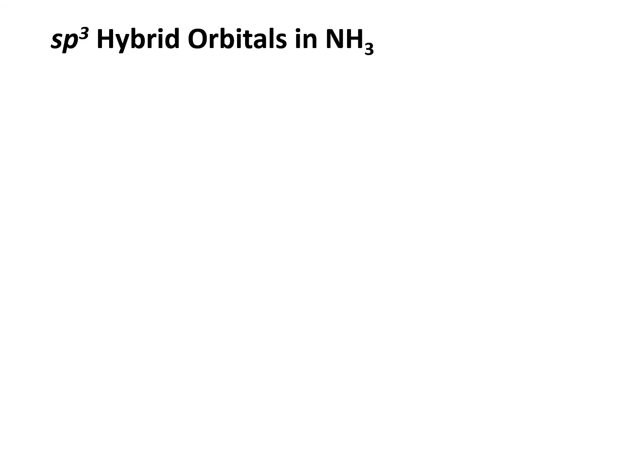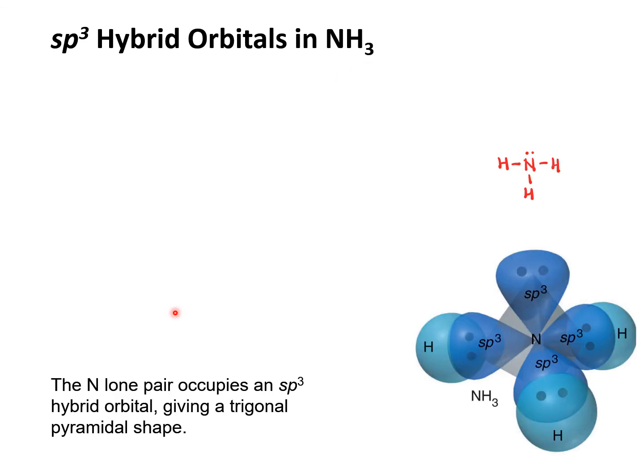In this example, we'll look at the bonding in ammonia, or NH3. Here we have the Lewis structure for ammonia, as well as the corresponding 3D model, showing the trigonal pyramidal shape. The next step is to write the electron configuration for nitrogen, and we know that nitrogen is in group 15 of the periodic table, and by looking at the periodic table, we can write the electron configuration as helium 2s2 2p3. So we see that we have 5 valence electrons in ammonia.